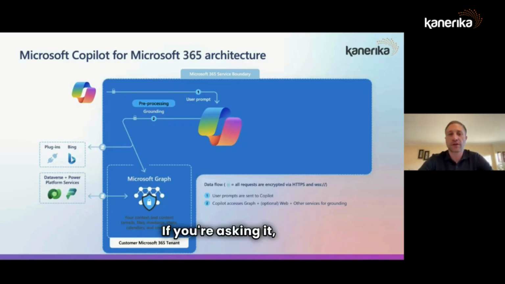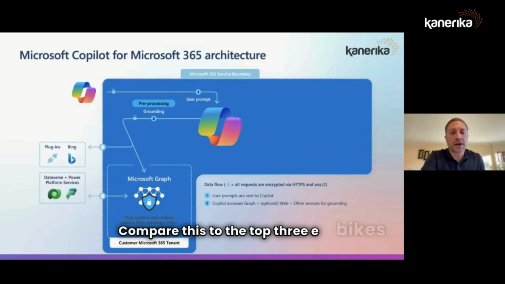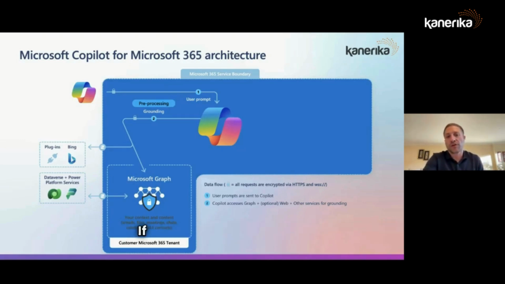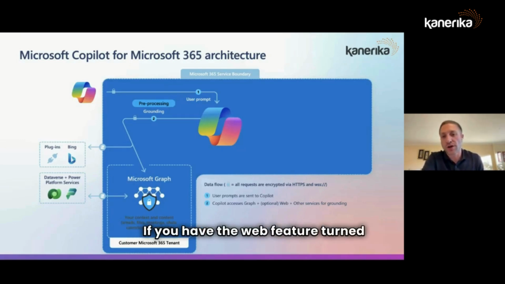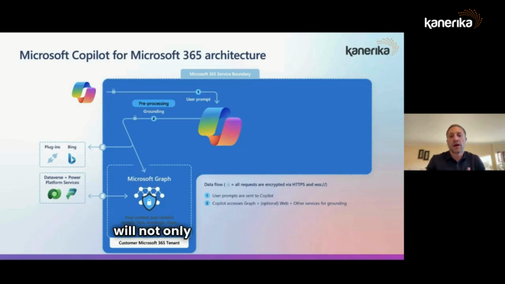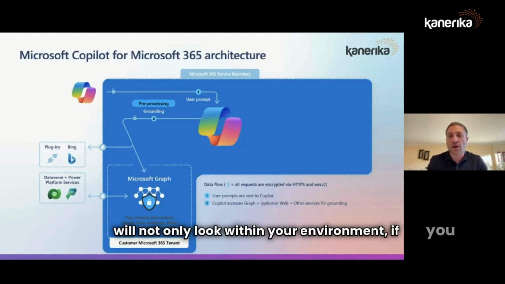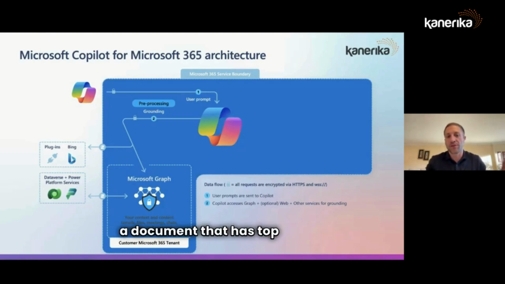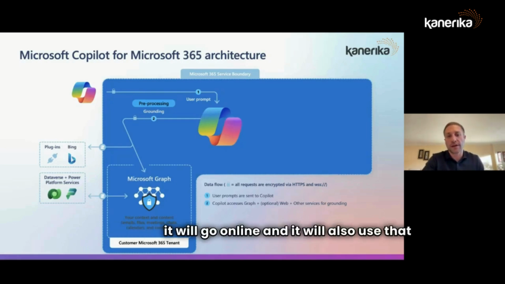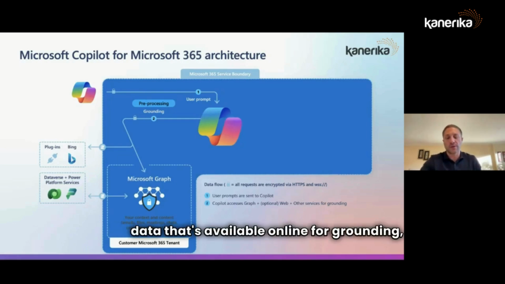So if you're asking it, for example, to use this file, which includes data that only your company knows about a certain e-bike that you're building, and then you tell it to compare this to the top 3 e-bikes in the industry, and you have the web feature turned on, then it will not only look within your environment if you have a document that has top features of other bikes, but it will also go online and use that data that's available online for grounding.